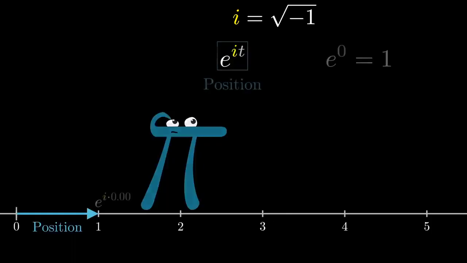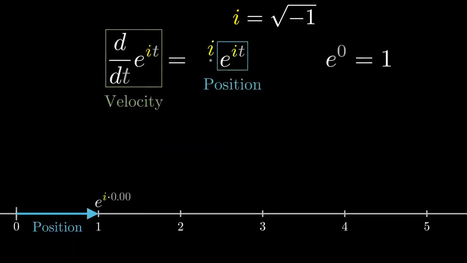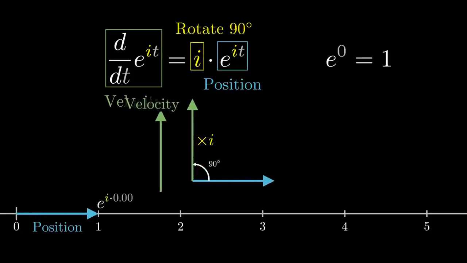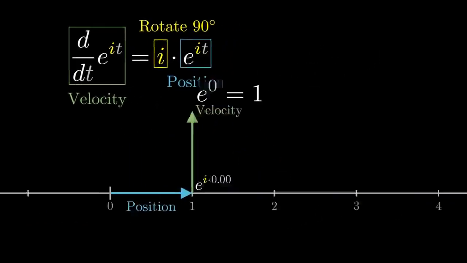Again, the chain rule tells us that the derivative of this function is going to be i times the function itself. Geometrically, multiplying by i acts like a 90-degree rotation. So this is telling you velocity always has to be perpendicular to position.